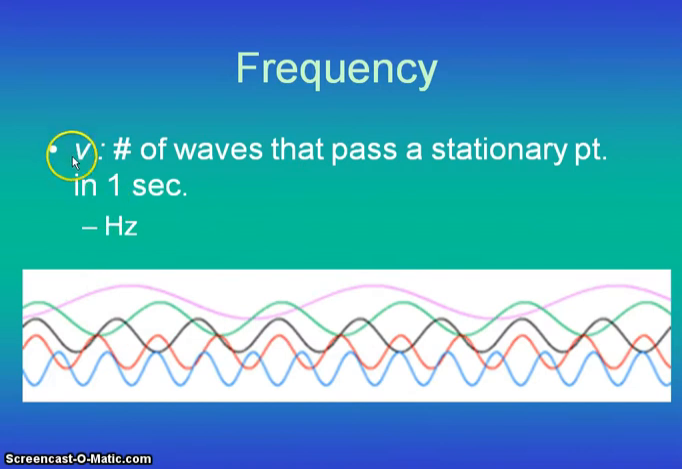Frequency is represented by a lowercase italicized v, and that is the number of waves that have passed a stationary point in 1 second. So it's waves per second, or we also say the units could be hertz.